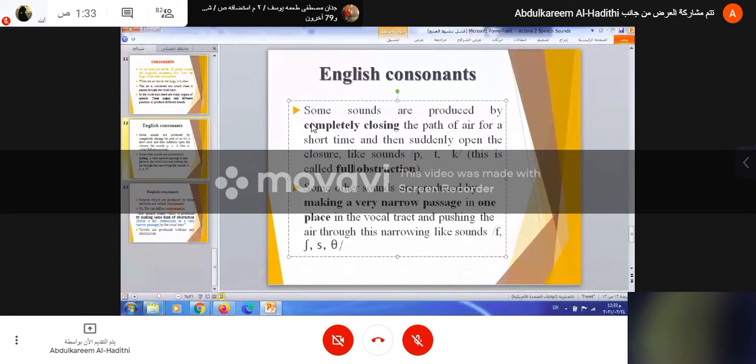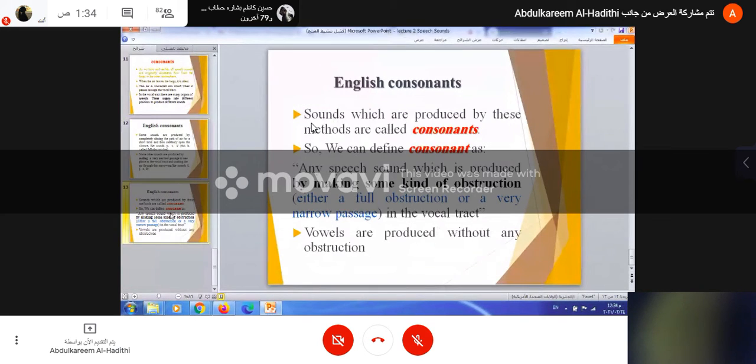حتى نلخصها نقول the consonant sound is produced by making an obstruction in the vocal tract. This obstruction is either a full obstruction by closing the path of air completely, or a very narrow passage by making a very narrow opening and pushing the air through this very narrow passage. This is the way in which consonants are produced. The sounds which are produced by making an obstruction are called consonants.